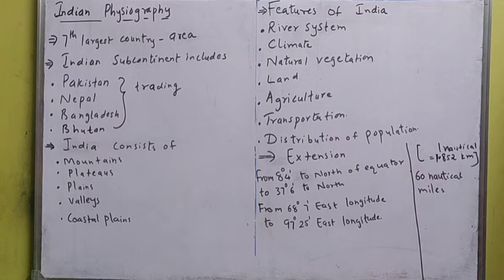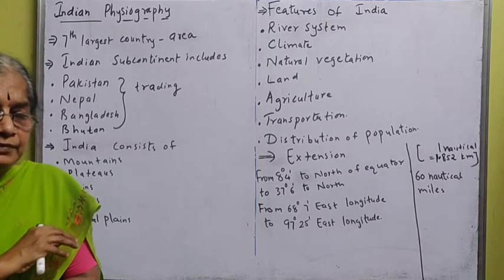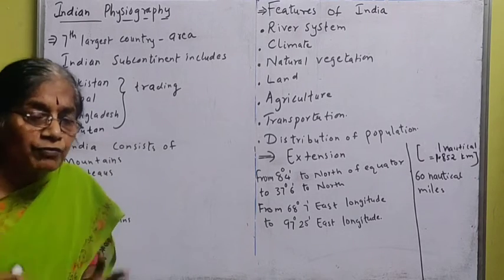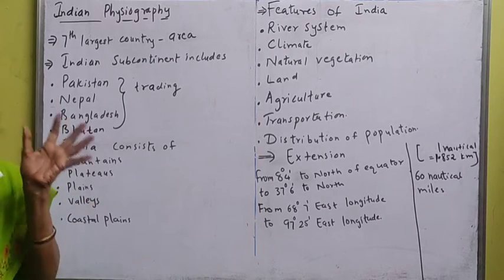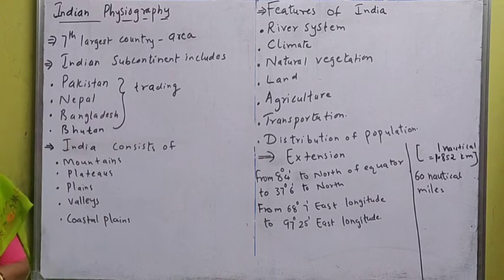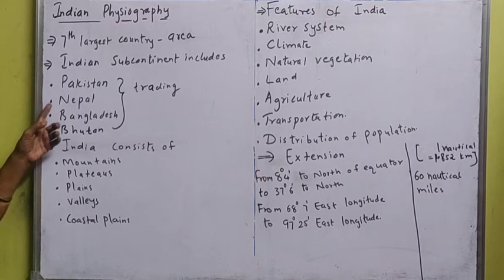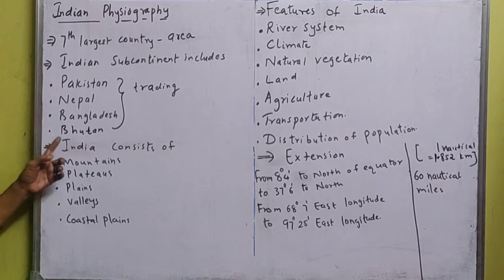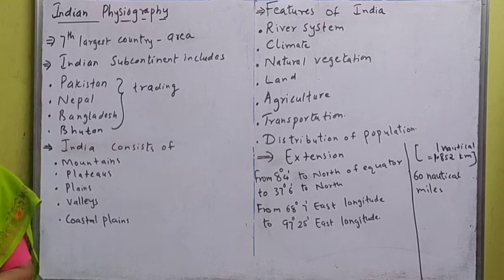It is the Indian subcontinent. What is the Indian subcontinent? What countries are included in the Indian subcontinent? They are Pakistan, Nepal, Bangladesh and Bhutan. They are near the Himalayan regions.